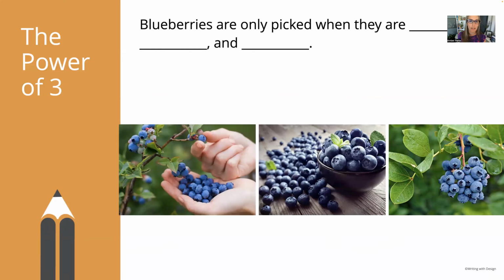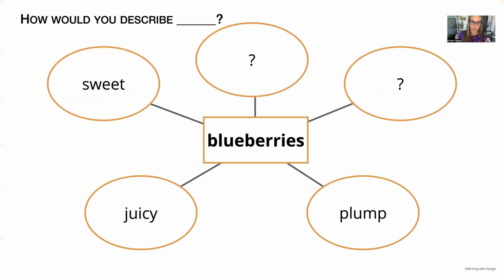Right, here's another one. This one is using adjectives. So we're just showing you lots of different sentence structures that use the power of 3 in this activity. Certainly you can write about anything here. So it doesn't have to be just on blueberries, but those certainly do look delicious in those pictures. So blueberries are only picked when they are blank, blank, and blank. So when are blueberries picked? What are the qualities of blueberries when they are picked?